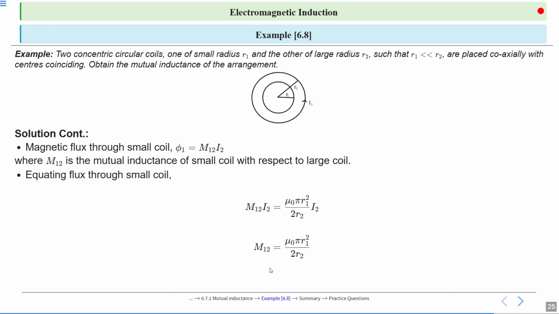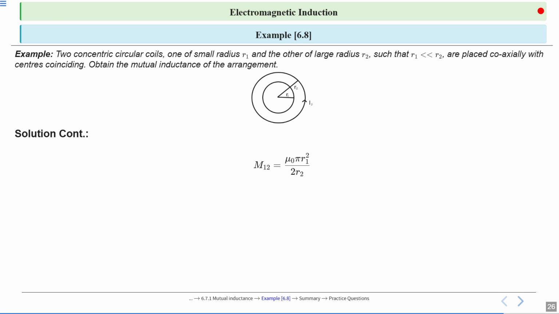So this is different from the case of solenoids. In the solenoid, M12 was different. But this is a special case when there are only single turn coils. And this R1 is much smaller than R2, meaning the radius of the inner coil is very small as compared to the outer coil. Then the mutual inductance of the first coil with respect to the second coil will be equal to mu naught pi R1 square upon 2R2. So this is a different case.